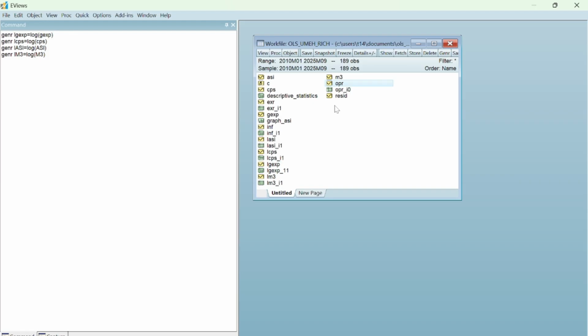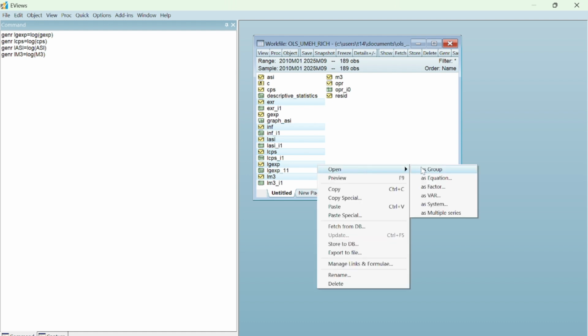What we need to do now is draw the graphs of the variables that we use, excluding OPR. So now we are using all these 6 variables in the analysis. Let's start from inflation, log of CPS, exchange rates, log of expenditure, log of all share index, log of M3. Is it up to 6? 1, 2, 3, 4, 5, 6. Okay, it's up to 6.